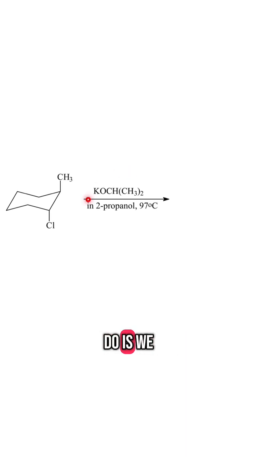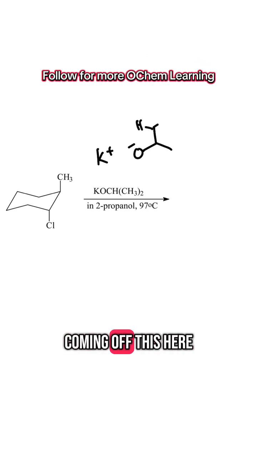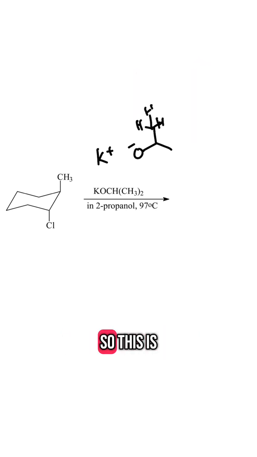So the first thing we want to do is look at our reaction conditions. What do we have? Let's draw this out a little better. So we have K plus, and then we have O minus and the isopropyl group. So this is a base. But remember there are going to be H's coming off this here, so this is a nice bulky base.